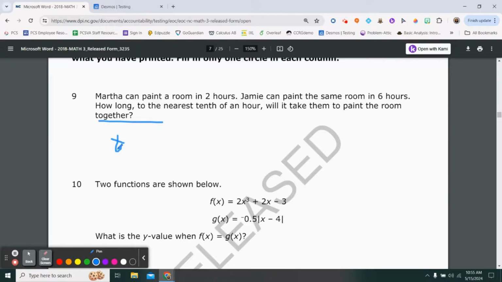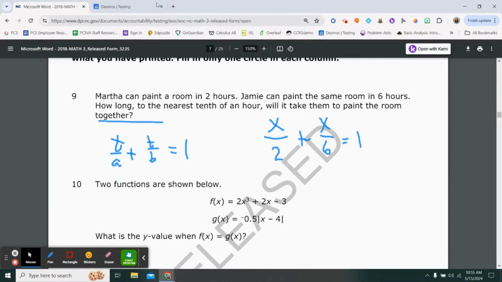This is our formula. T over A plus T over B is equal to 1. They're doing one job together. T stands for the length of time it takes them together. We don't know how long it takes them together because it's asking for that, so it's going to be X. Martha can do the job in 2 hours, so X over 2. Jamie can do the job in 6 hours, so that's X over 6. And we set it equal to 1. Now we have an equation.